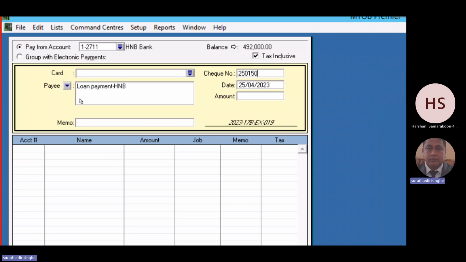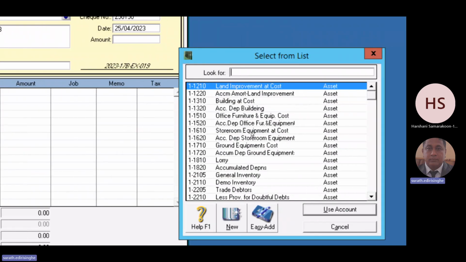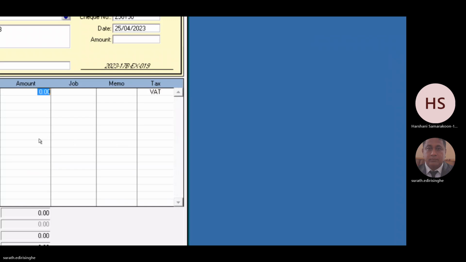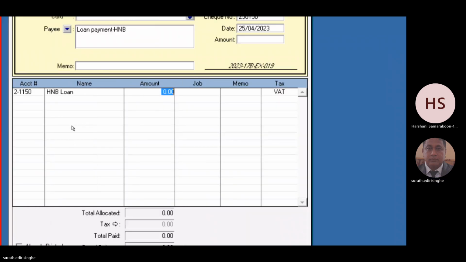There's no rule actually. Check numbers are automatically generated from the system. Now, debit on which account? Tell me. Sorry. Which loan? HNB loan account. Go to the liability. HNB loan. How much? 90,000. Correct.